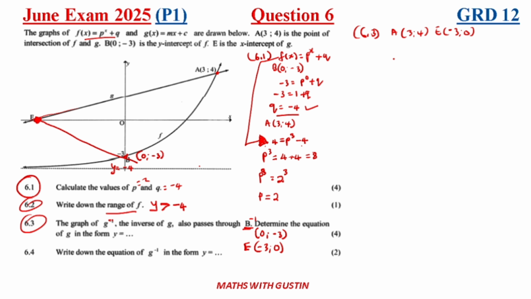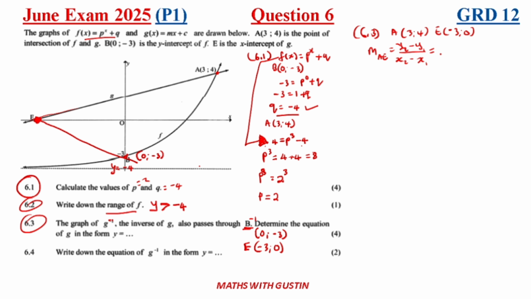Right, so now they're saying we should find the equation of the original equation of g, not the inverse, because this one here gives us the inverse. So what we can do now is find the gradient of AE, which would be y2 minus y1 over x2 minus x1. This is analytical geometry right here, guys, while you're also busy with the functions. So please make sure that you are able to integrate the knowledge of the two chapters. Don't cram and pass and forget, right?